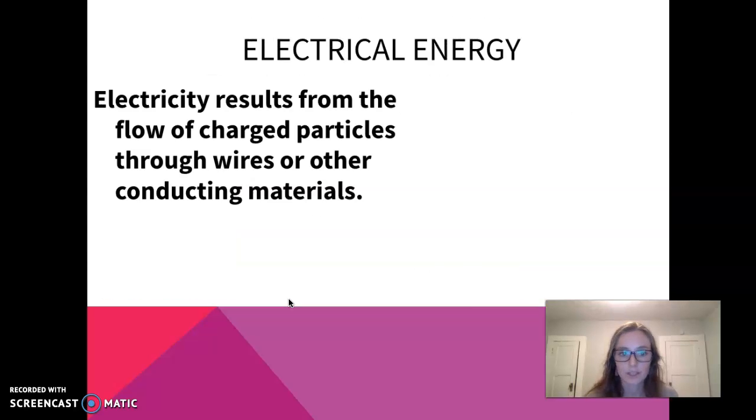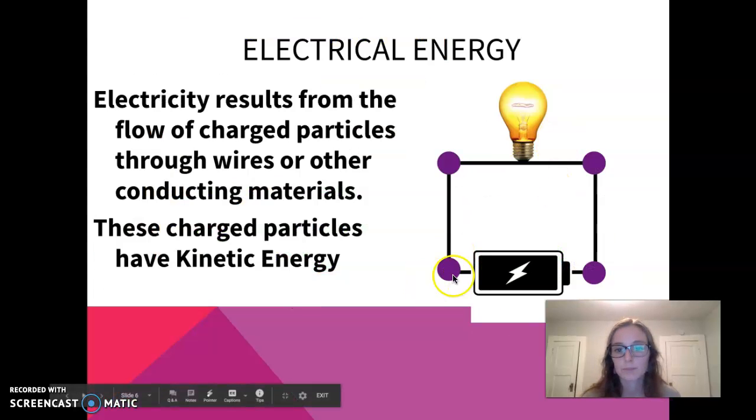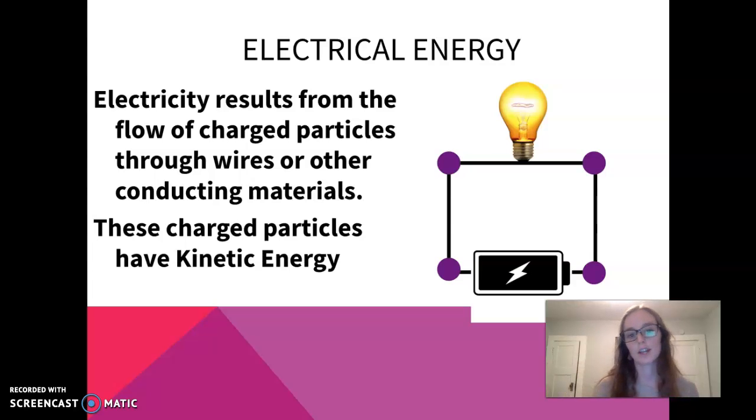Next is electrical energy, and it is the electricity that results from the flow of charged particles through wires or other conducting materials. This is pretty straightforward. If you think of electricity, you need electrical energy for electricity. And then these charged particles have kinetic energy. So we would see the flow of electrons throughout here, and that allows electricity to form. So that's electrical energy. And of course, since the electricity is moving, that's a type of kinetic energy.